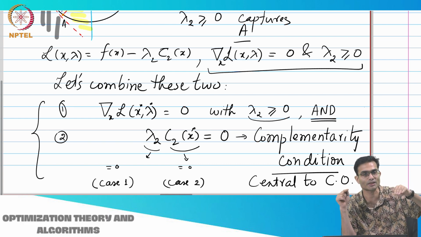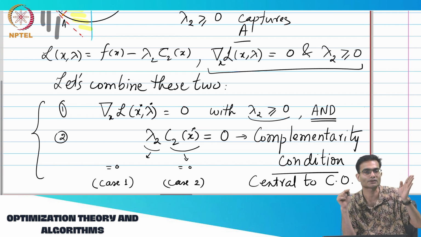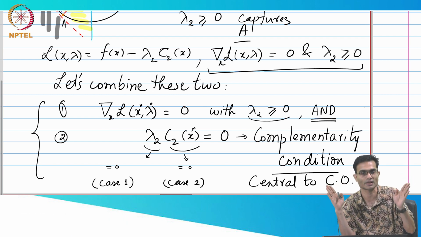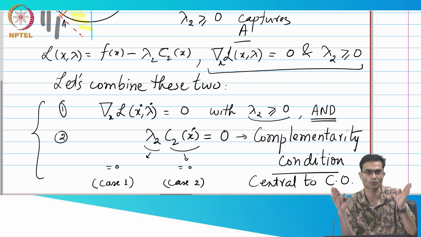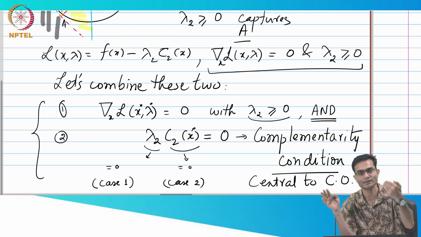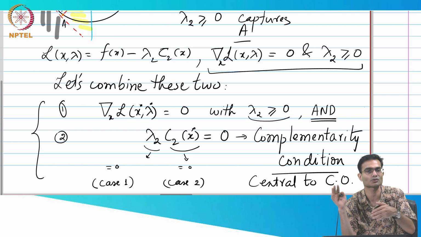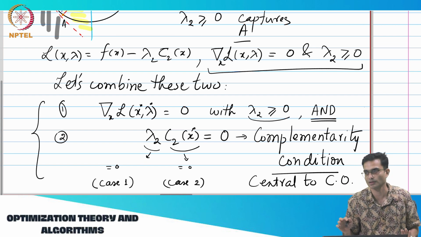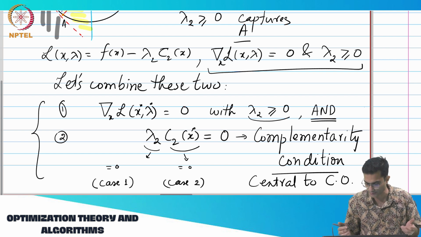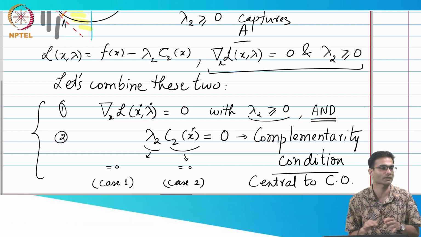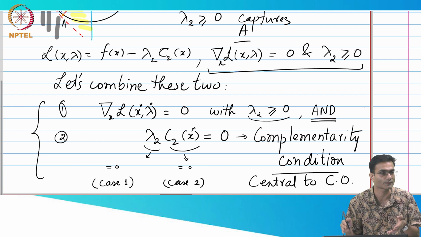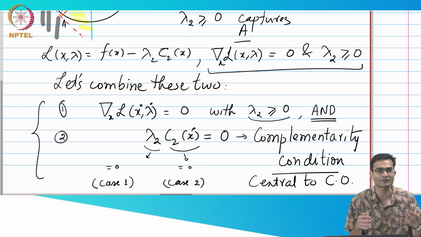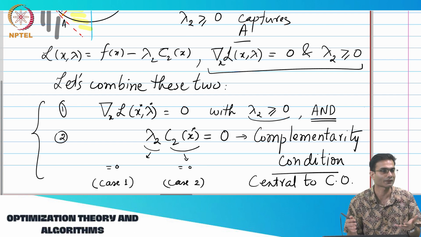Because the first statement is saying grad L equal to 0, that means the gradient of the function and the gradient of the constraint, they are parallel or anti-parallel, both are possible. So I additionally specify lambda 2 greater than equal to 0 to make it such that they are parallel and not anti-parallel. So this very simple analysis with a single inequality constraint has given us this complementarity condition. In the case of equality constraint, we never needed this complementarity condition, right?